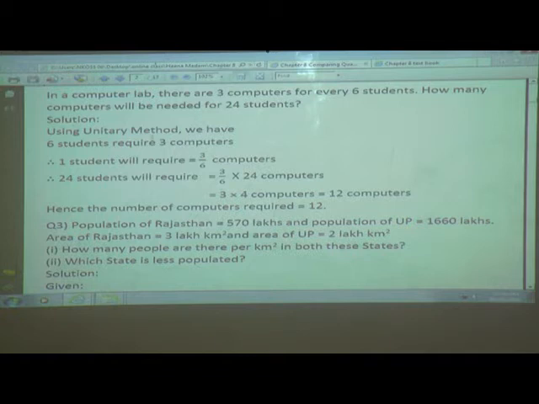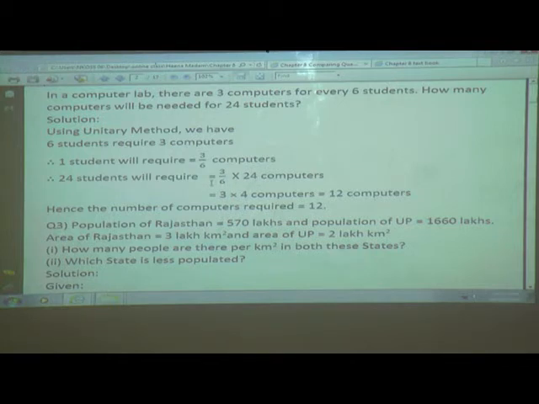By using the unitary method, 6 students require 3 computers. Therefore, 1 student will require 3 upon 6 computer. Therefore, 24 students will require 3 upon 6 multiplied by 24, because there are 24 students. So we have to find the number of computers required for 24 students. So what we do is 3 upon 6 multiplied by 24.